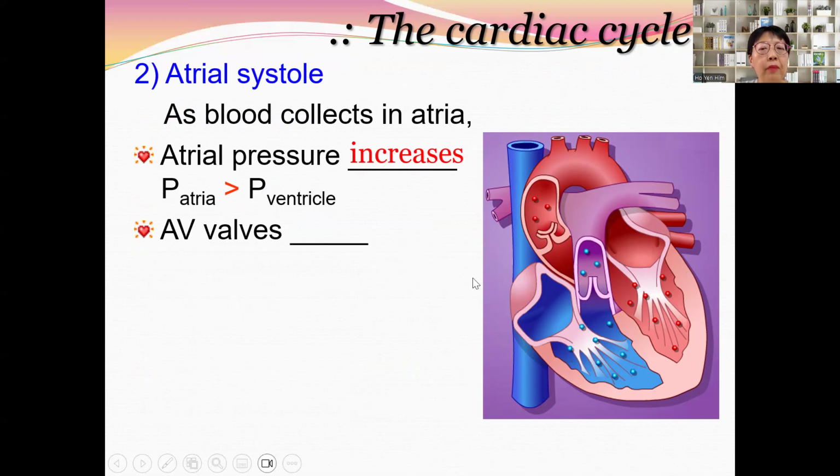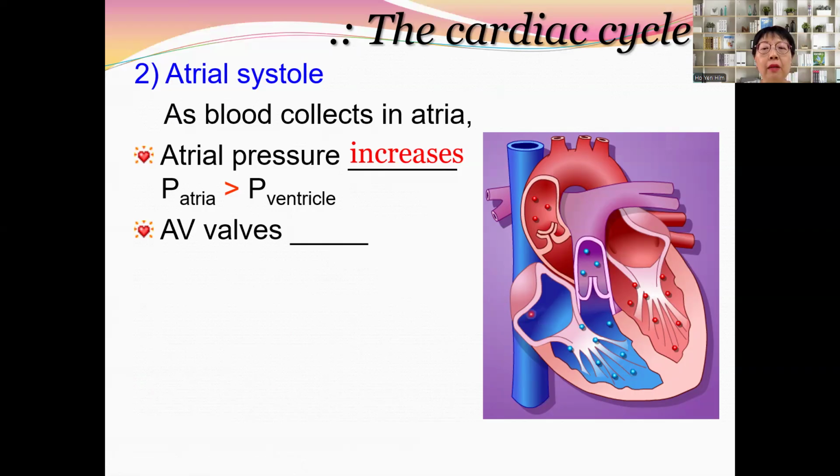Now when the pressure in the atria increases until it becomes higher than the pressure in the ventricle, what happened to the AV valve? Open, isn't it? So the blood collects, the pressure increases until it becomes more than the pressure in the ventricle. The AV valve will open, and when it opens, the blood automatically will flow from atrium to ventricle passively, because at that time the two atria are still relaxed. So the blood flows in passively.